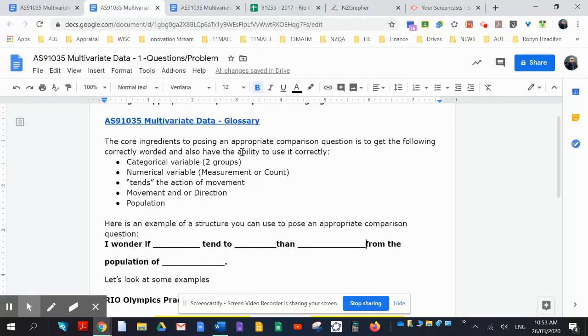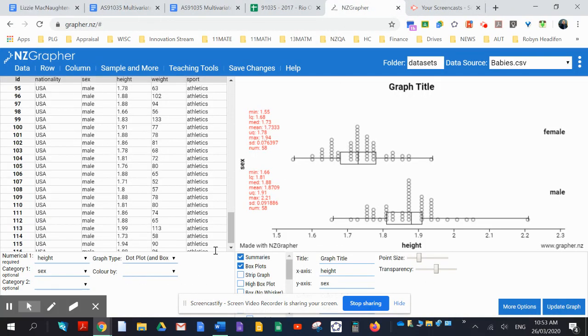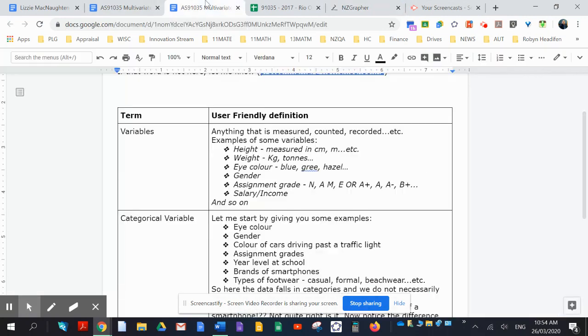And I've put that already on NZ Grapher, and I've started looking at height via gender. So my two categorical variables are males and females. They fall under the major or bigger group of gender or sex. And I'm looking at the heights, which is the numerical variable. The height is in meters, of course. So if I would like to pose an appropriate comparison question, this is how I would do it.